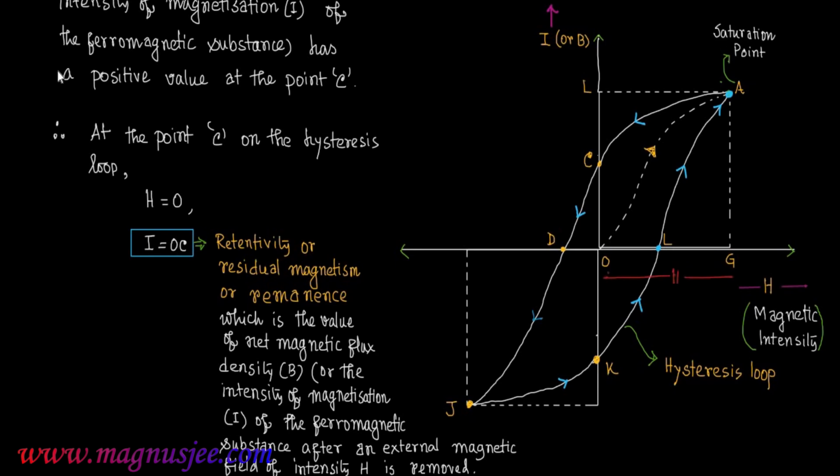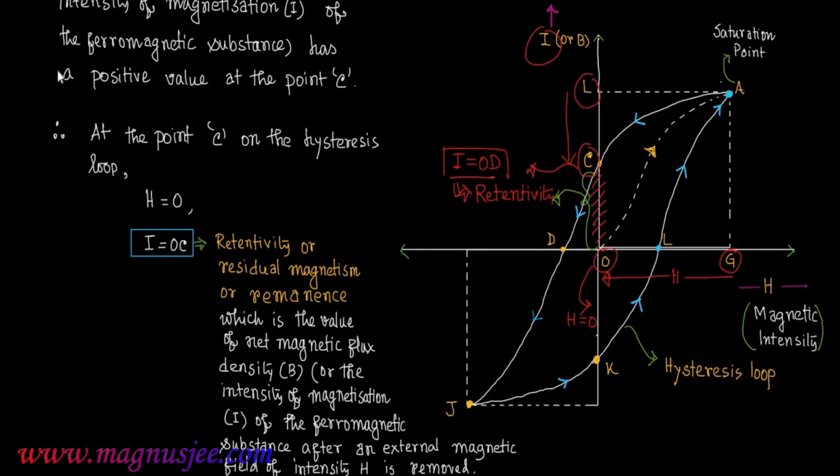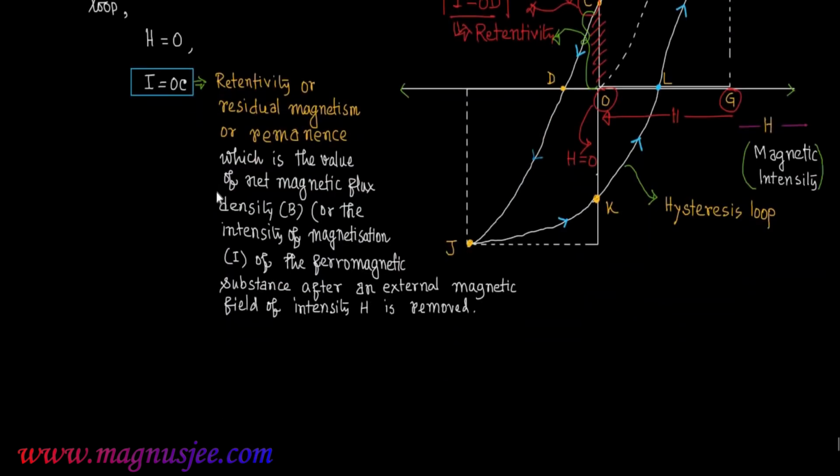On the graph, the magnetic field strength H is decreased from the point G to O, and at O, H is equal to 0, and the intensity of magnetization decreases from the point L to C. At the point C, I is equal to OC, which is known as the retentivity of the ferromagnetic substance.